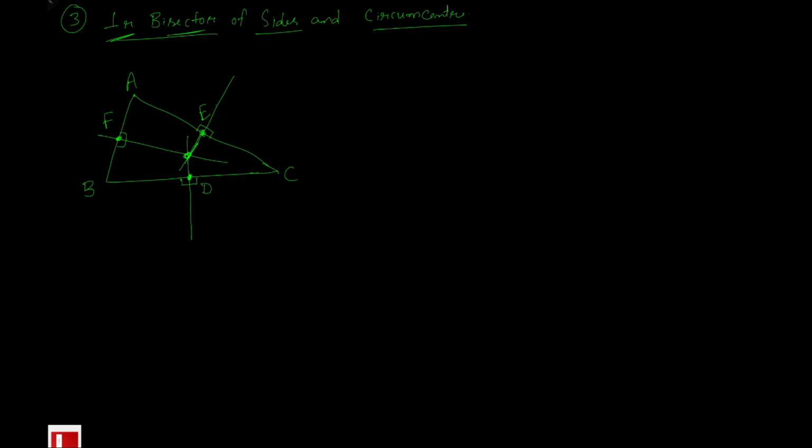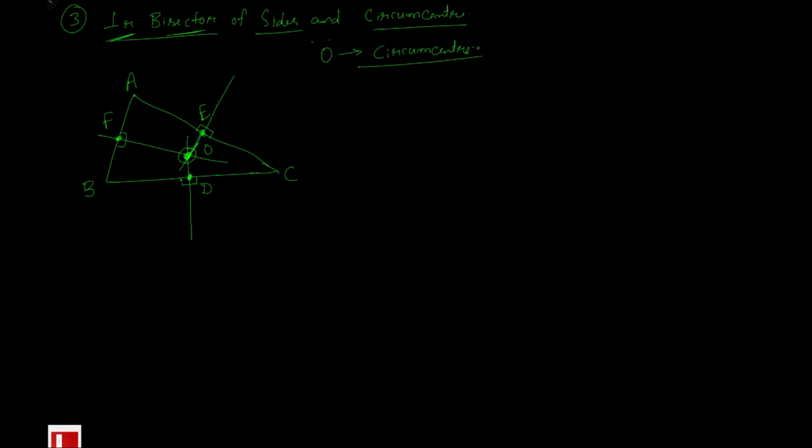Now the point of intersection of these perpendicular bisectors, let's call it O. This O is the circumcenter. Incidentally, in any triangle, the three perpendicular bisectors of sides have to pass through the same point. They are concurrent, and that point of concurrency is called circumcenter.